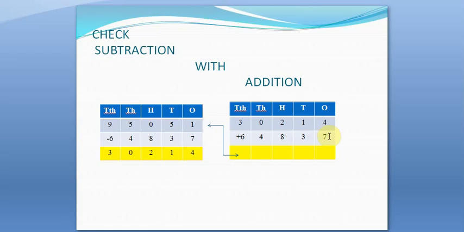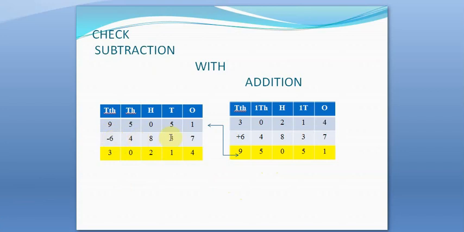4 plus 7 gives us 11. So 1 here, 1 carry. 3 plus 1 gives us 5. 8 plus 2, 10. 0 here, 1 carry. 4 plus 1, 5. And 3 plus 6 gives us 9. So see, 95051. This is the same number which we started with.